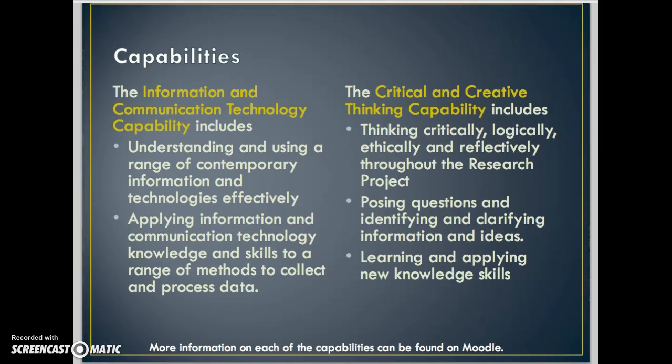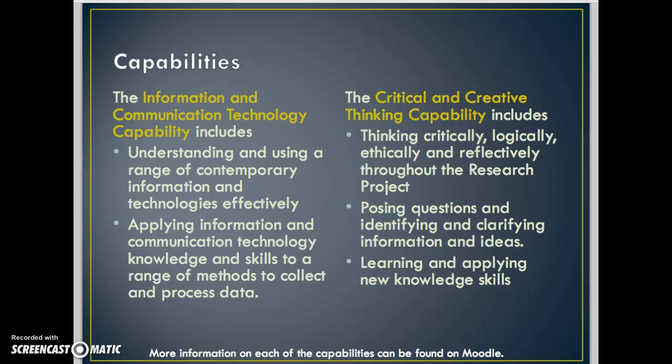The information and communication technology capability includes understanding and using a range of contemporary information and technologies effectively, applying information and communication technology and skills to a range of methods to collect and process data. Critical and creative thinking includes thinking critically, logically, ethically and reflectively throughout the research project, posing questions and identifying and clarifying information and ideas, learning and applying new knowledge and skills. And also, of course, being creative. So if you're creating a product, then that's probably the best one for you.